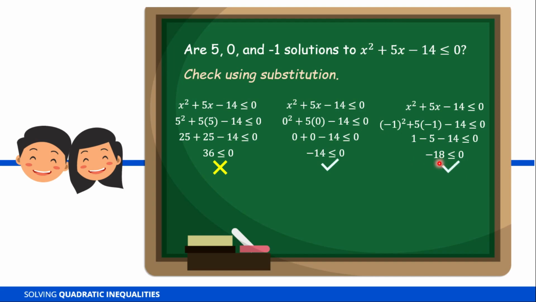Answer is true. So, this is a true inequality, meaning yung nagbigay ng result na true inequality, which are 0 and negative 1, those are the solutions dito sa ating given quadratic inequality. While yung 5, siya ay hindi solution ng ating given quadratic inequality.